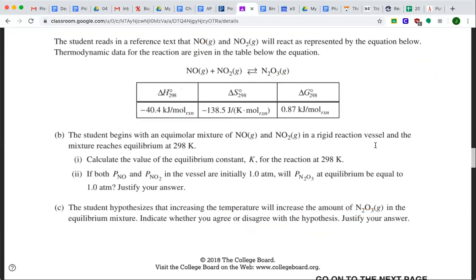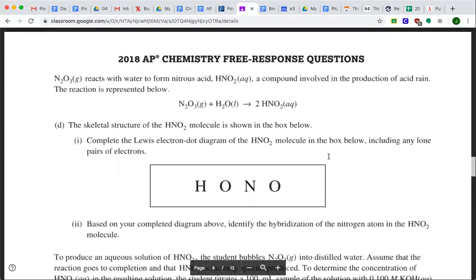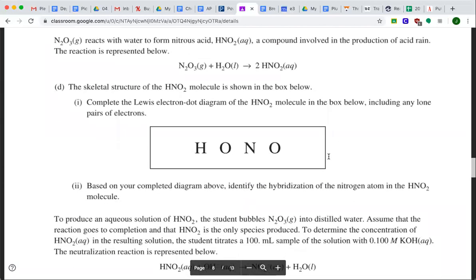All right, so next question. Oh, it's a continuation, okay. So N2O3 reacts with water to form nitrous acid, HNO2 aqueous, a compound involved in the production of acid rain. The reaction is represented below. So N2O3 plus H2O yields 2HNO2 aqueous. Okay, so the skeletal structure of the HNO2 molecule is shown in the box below. Complete the Lewis electron dot diagram for HNO2, including any lone pair electrons. All right, so here's what's going to happen.